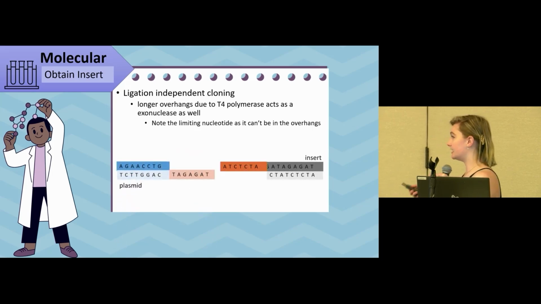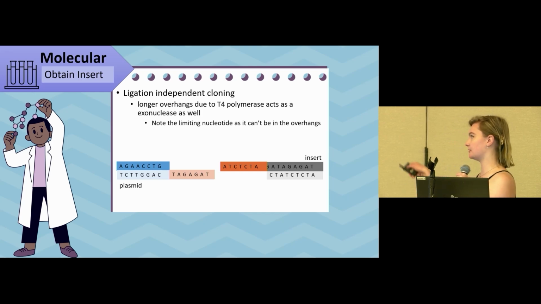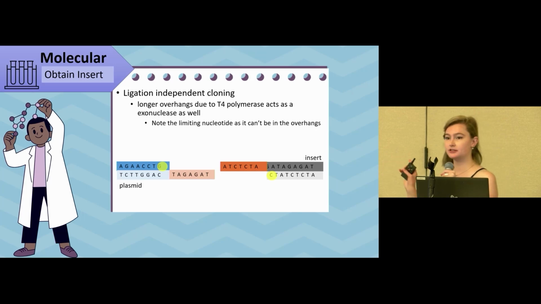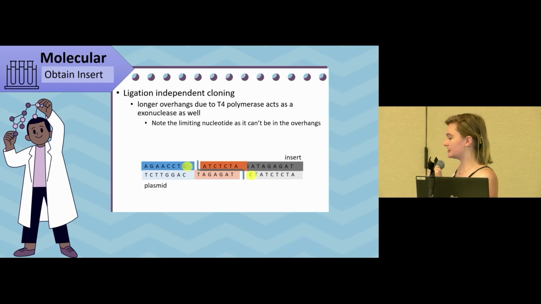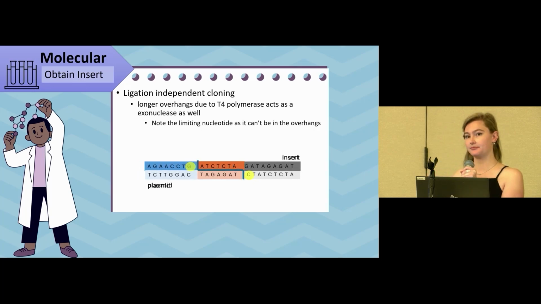So let's take a closer look at what that would look like in this orange overlap. As you can see, in the insert, there's no G, and in the plasmid, there's no C in the orange overhangs. Here's the first ones. So the exonuclease would chew back up until this point, and then simply anneal from that point on.